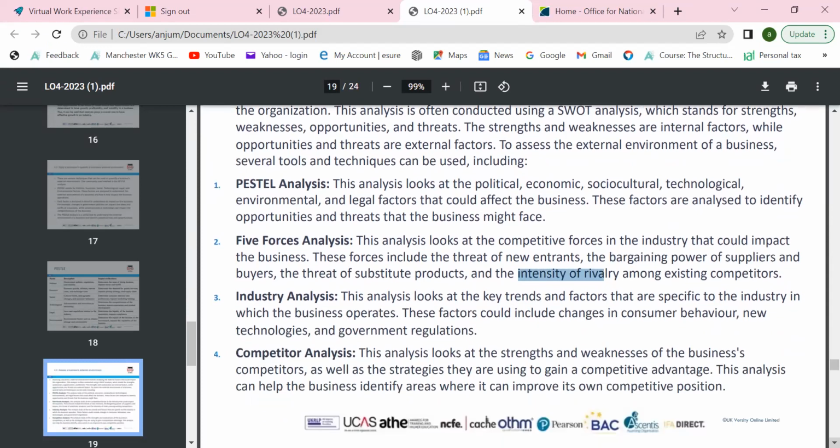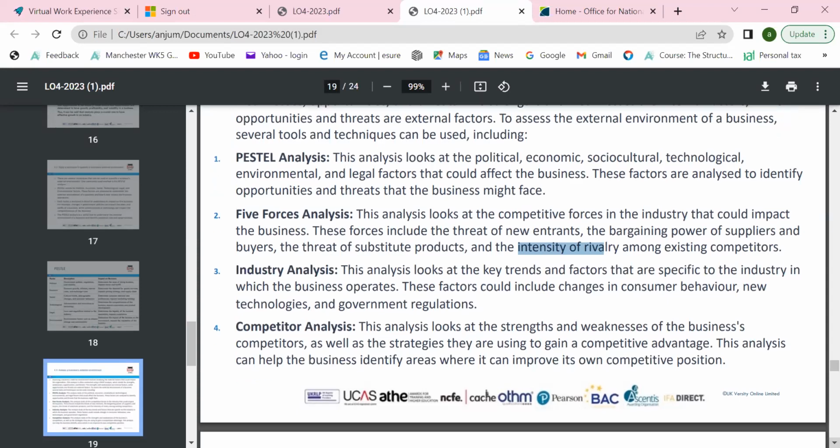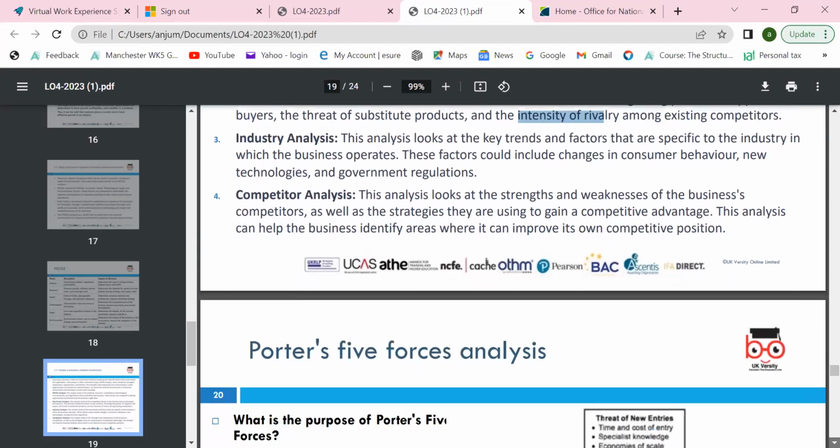Industry analysis looks at the trends and factors specific to the industry in which the business operates, and the factors include changes in consumer behavior. We can look at new technology and government regulation. We can look at competitive analysis: the strengths and weaknesses of the business, as well as the strategy used to gain competitive advantage, and the analysis can help identify the areas which can be improved.